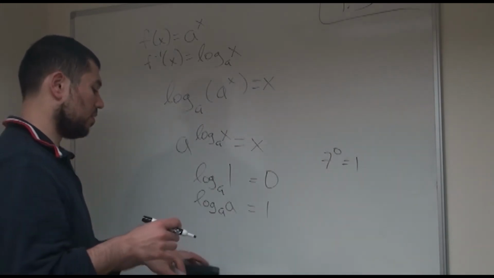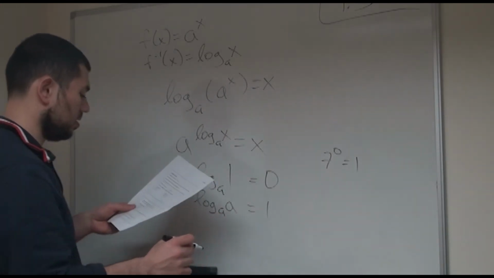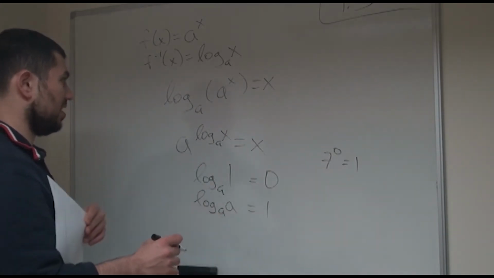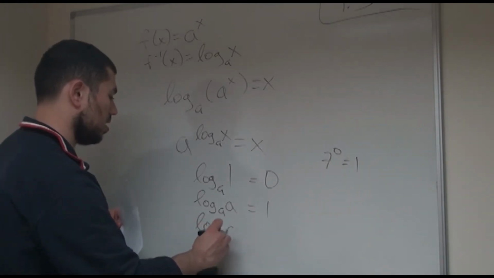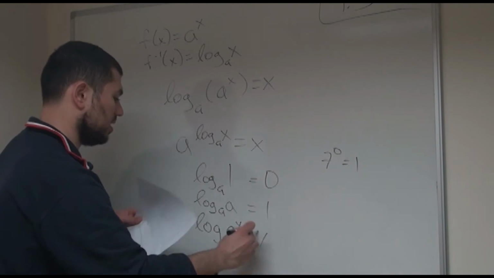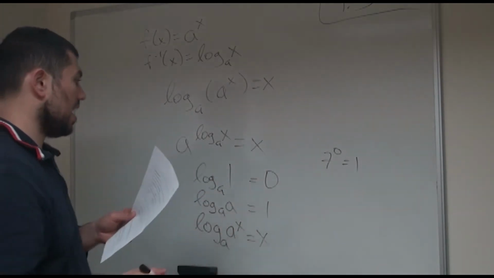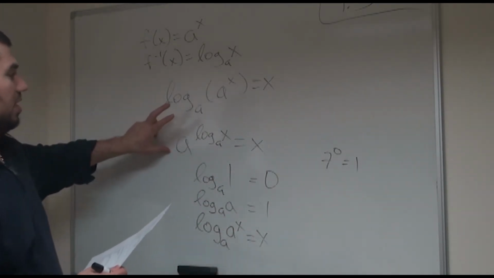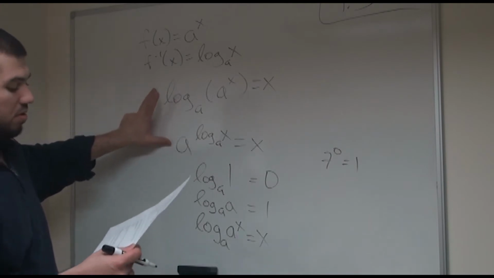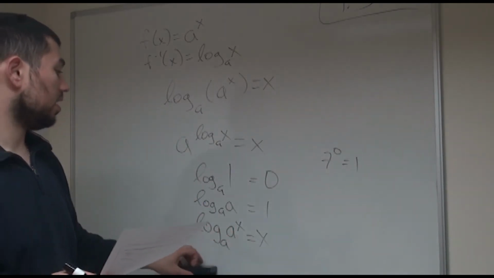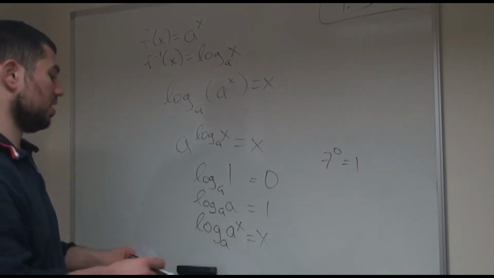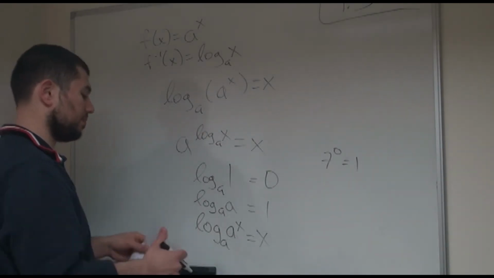And then 3 and 4 are piggybacking. So log to the base a of a to the x is x, and it's basically here. These two. These are 3 and 4. That again, we're going to discuss more in depth later on, but they make sense. They're using the inverse function property.